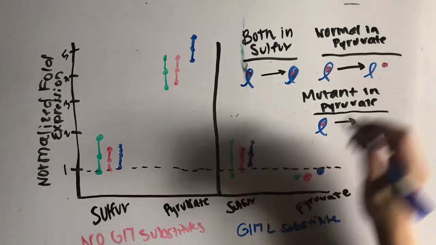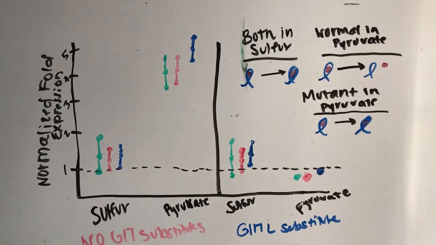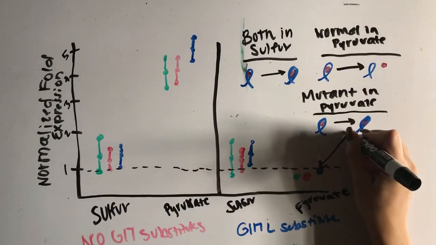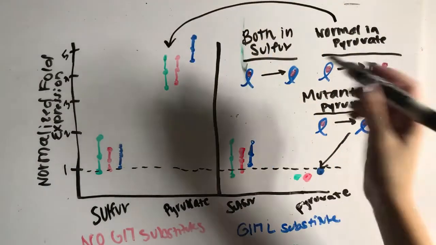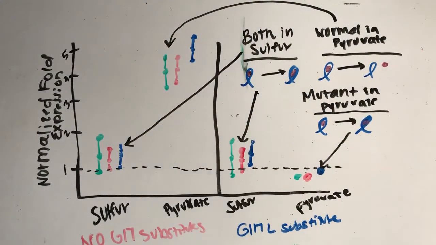In the pyruvate medium that lacked sulfur, the non-mutant strain could transcribe RNA because the histones could separate from the DNA. However, in the mutant strain, the normalized fold structure is low because the histones did not separate from the DNA, and transcription could not occur.